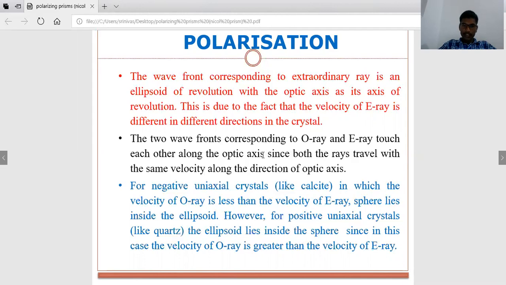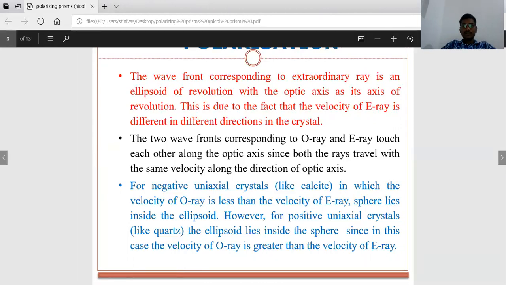of the optic axis. For a negative uniaxial crystal, in which the velocity of the O ray is less than the velocity of the E ray, the sphere lies inside the ellipsoid, and only then is the O ray velocity less than the E ray. However, for positive uniaxial crystals, the ellipsoid lies inside the sphere, since in this case the velocity of the ordinary ray is greater than the velocity of the E ray.